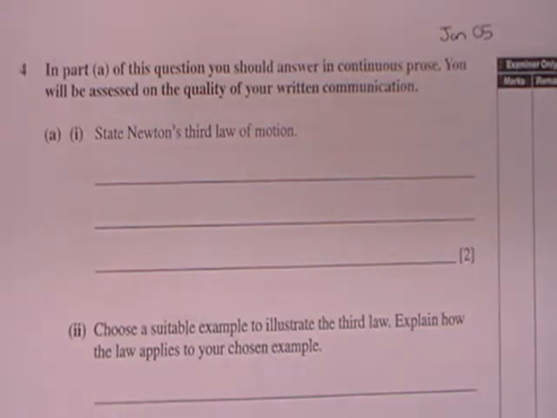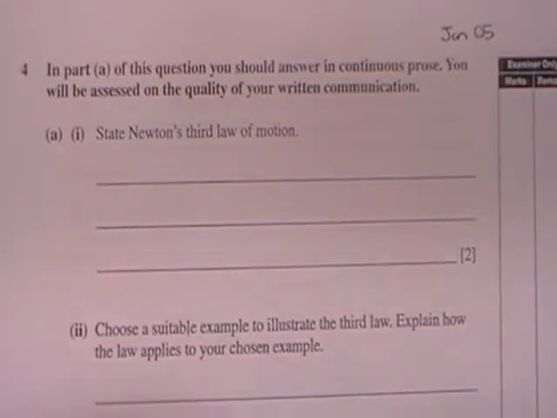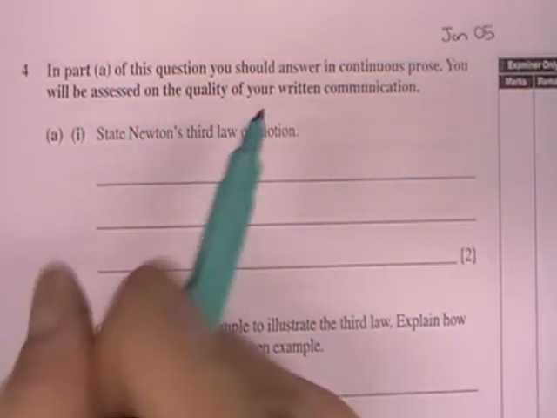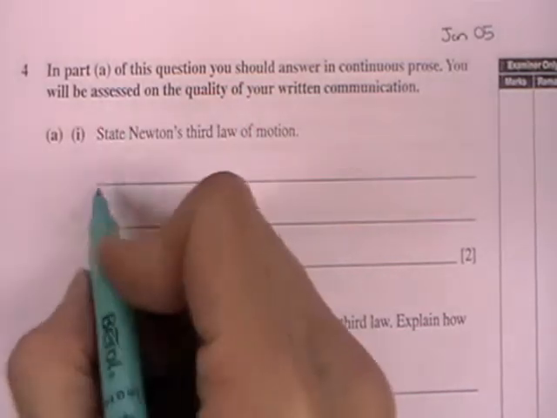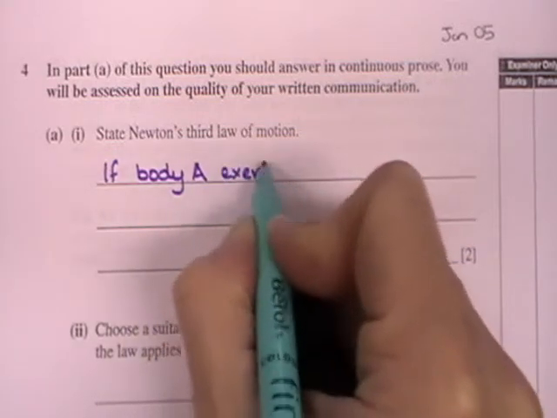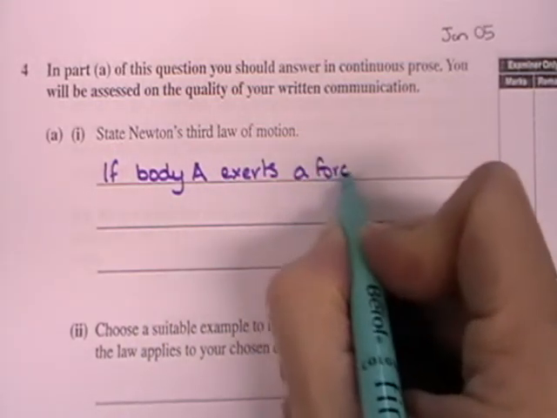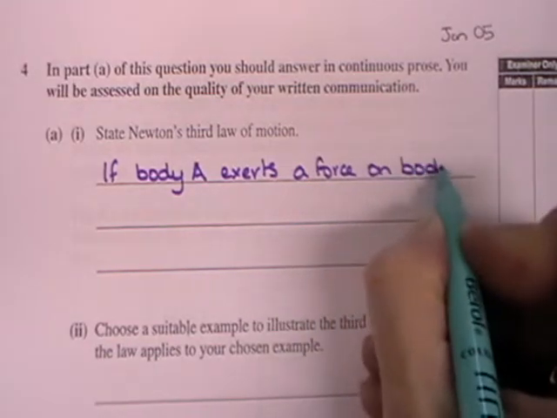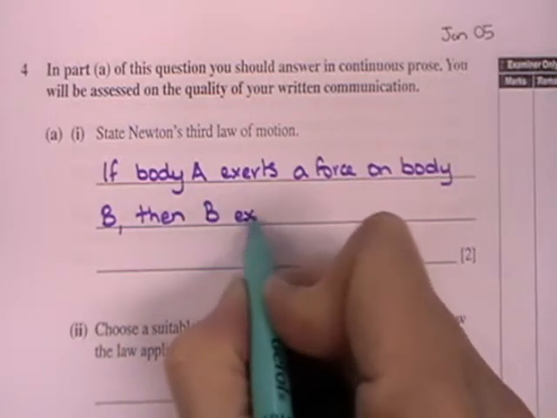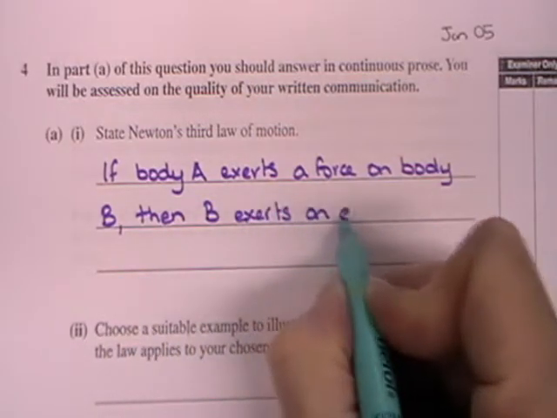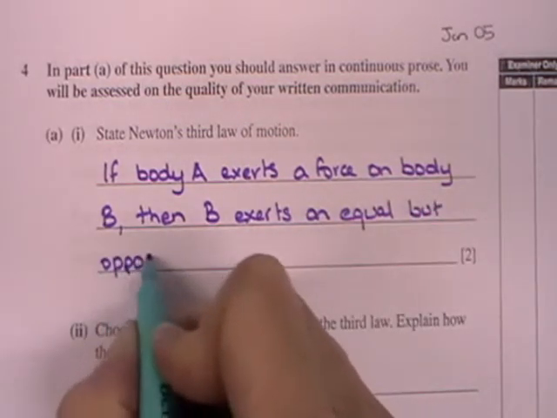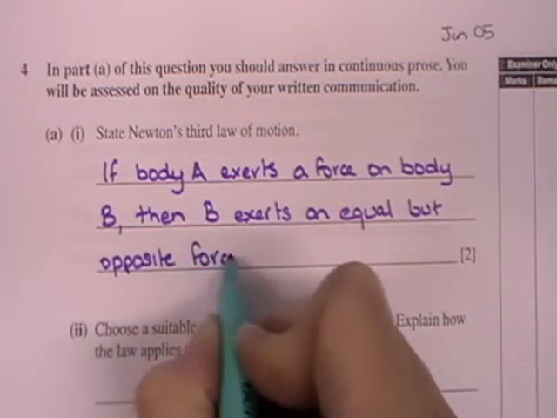This is January 05 question 4. State Newton's third law of motion. They don't accept "action and reaction are equal and opposite", which you may have heard a few times before. They're looking for: if body A exerts a force on body B, then B exerts an equal but opposite force on A.